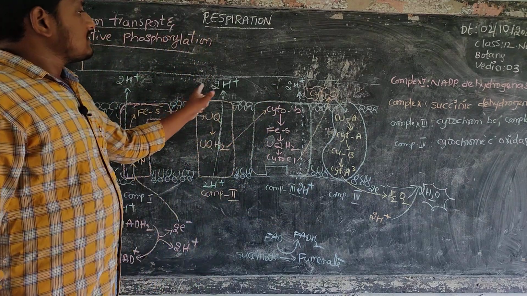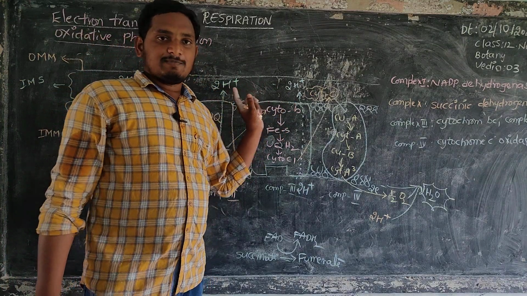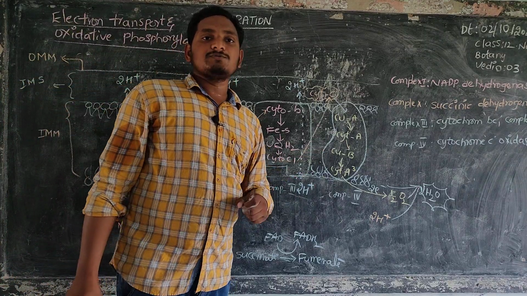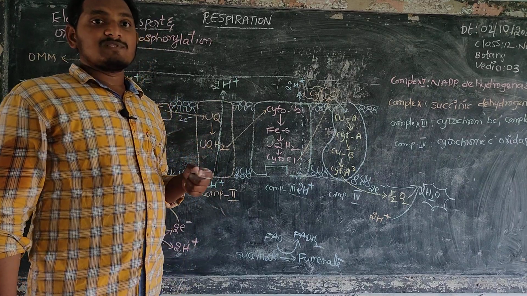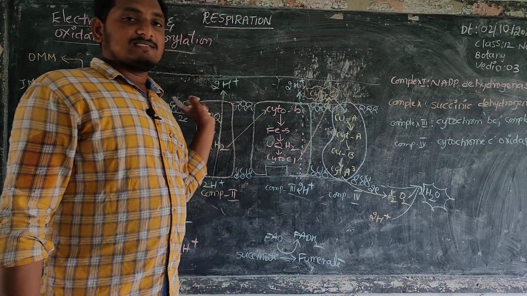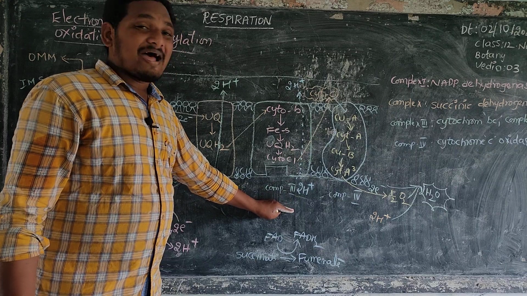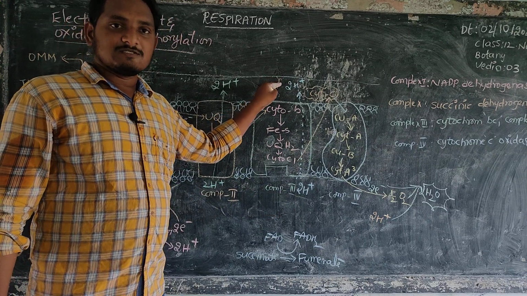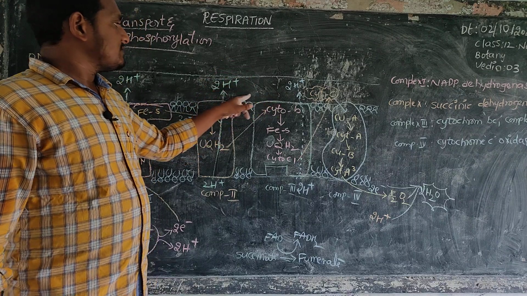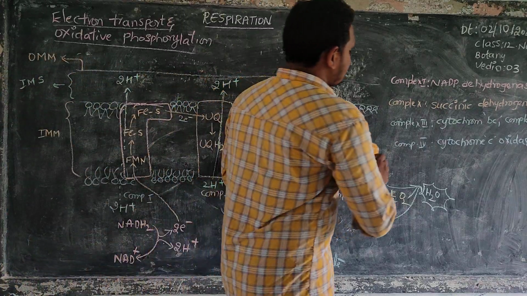Proton transport takes place at three places: complex 1, complex 2, and complex 3. Complex 4 does not help to pump protons. Only these three complexes help send protons from the matrix to the intermembrane space, the space between the outer membrane and inner membrane. The space is filled with three pairs of protons.